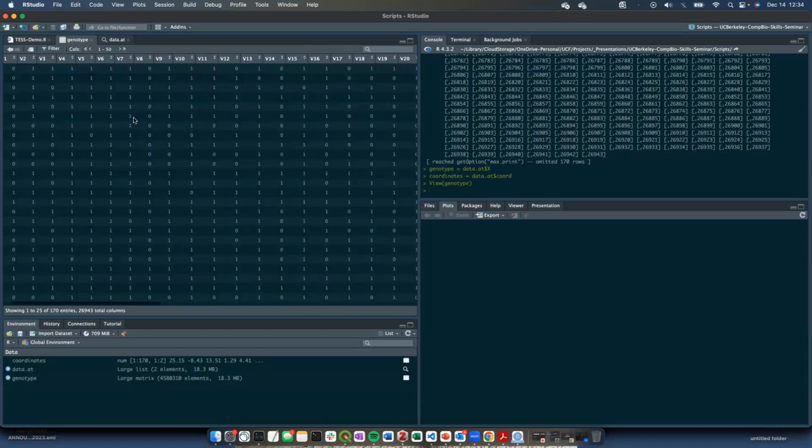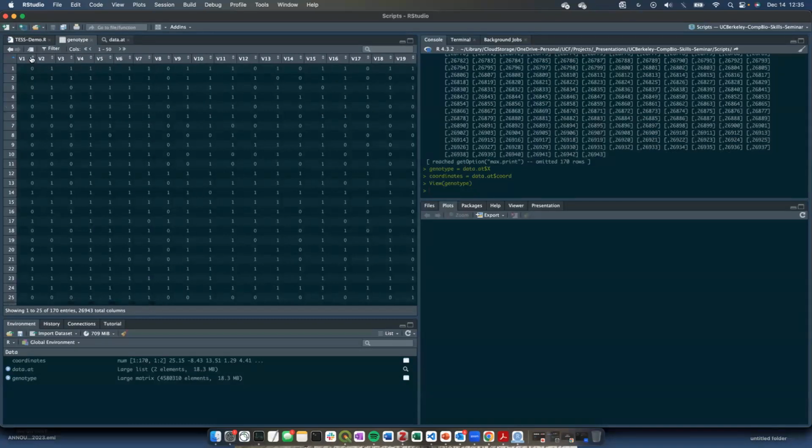So in this genotype matrix, our columns represent SNPs. Arabidopsis thaliana is a haploid organism, so we have one SNP per locus here. And then we have our individuals, which are 170 individuals represented by our rows. But this is actually a data set of more than 26,000 SNPs.